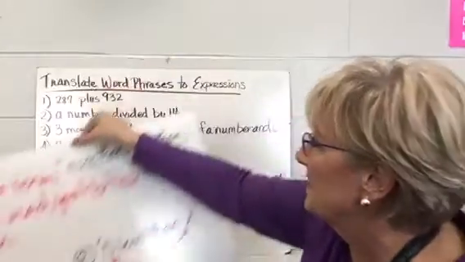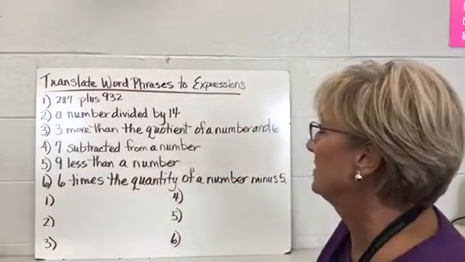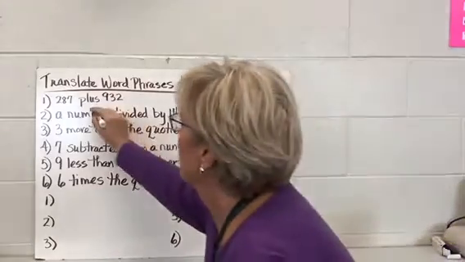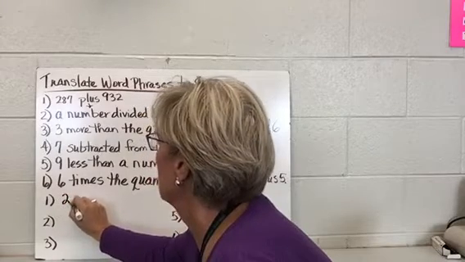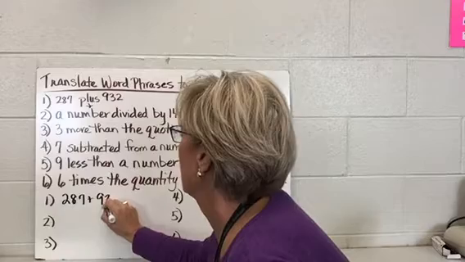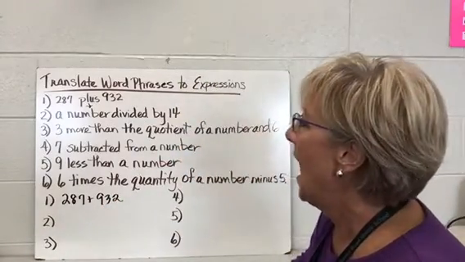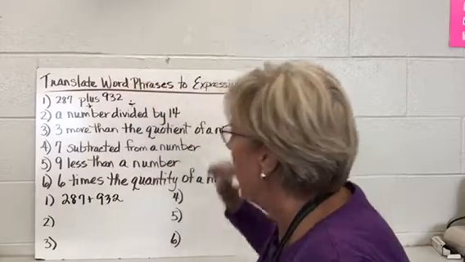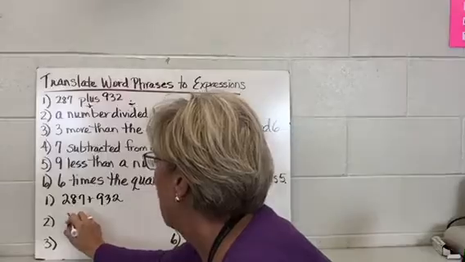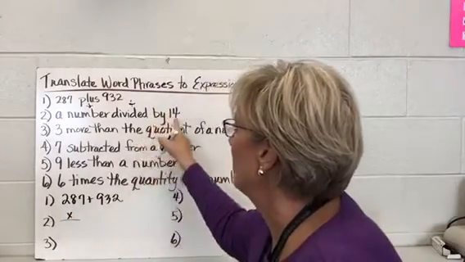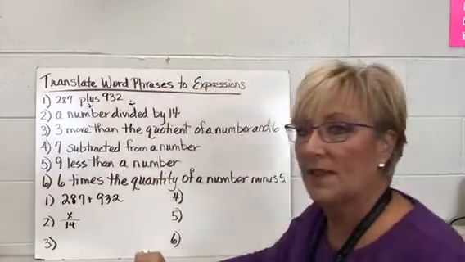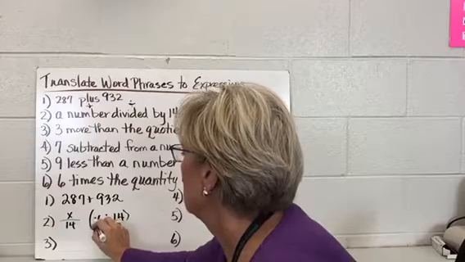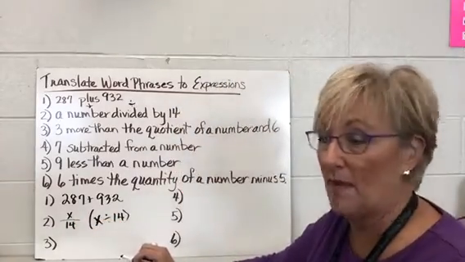On our last board, we're going to look at some examples, and we're going to translate some word phrases to expressions. I already know the first one is going to be 287 plus 932. There's a plus sign, that's pretty easy. So I'm going to say 287 plus 932. That's how that expression would be written. A number divided by 14. Divided by, we know, is going to be the division sign, okay? I don't know the number, so I'm going to say X, and I am going to start writing all of my quotients and divided by in fraction form. So it's X divided by 14. It can be written as X divided by 14, but I want us to start getting used to X over 14 in fraction form. It makes it a lot easier.